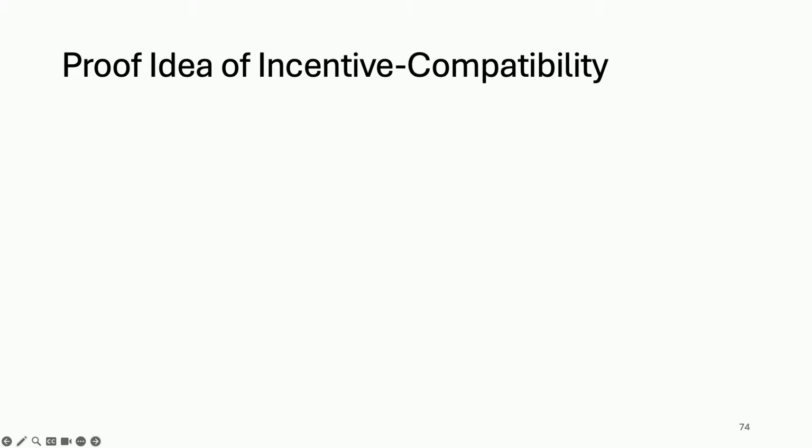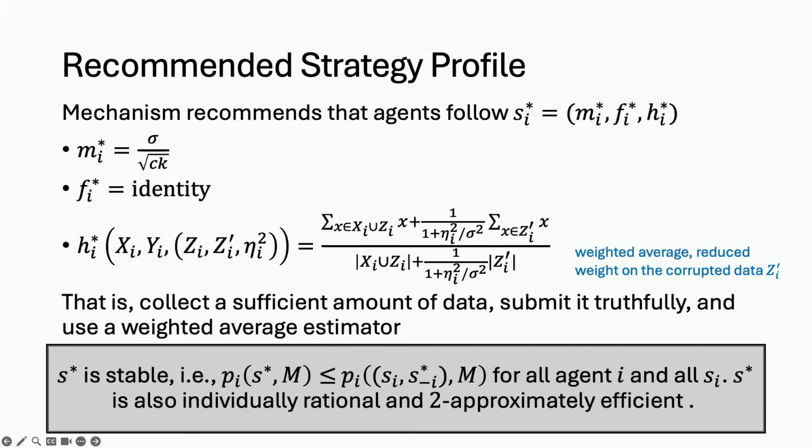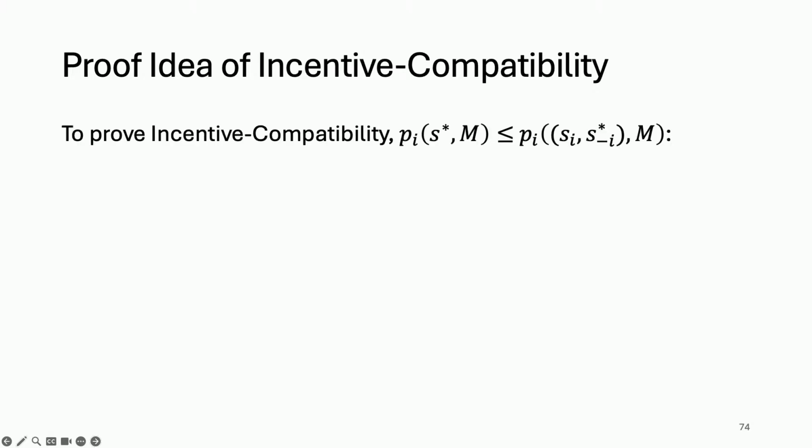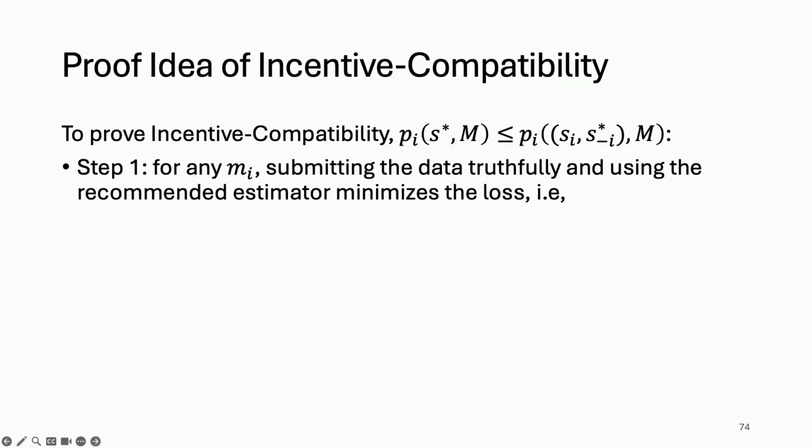So I think the most interesting idea about this incentive compatibility is that they can, using this homogeneous assumption, enforce everyone to truthfully report their data. So here is a proof sketch of the incentive compatibility. Basically, they want to show that agent I has no incentive to deviate from S star sub I to another strategy S sub I.